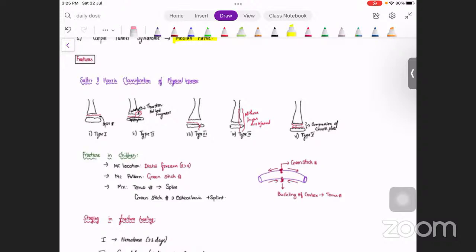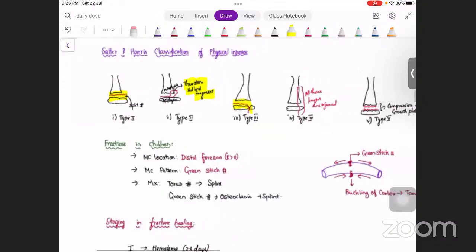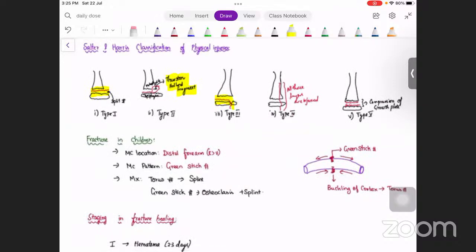Speaking about the fractures, we have a classification called the Salter-Harris classification. Quite very important from the MCQ perspective. Type 1 is where you see the split fracture. Type 2 is the split fracture along with the Thurston Holland fragment coming out; if the fragment is on the upward side, it is type 2. If the Thurston Holland fragment is on the downward side, it is type 3. In type 4, all three layers of the bone are involved: epiphysis, metaphysis, and diaphysis. And type 5 is compression of the growth plate.